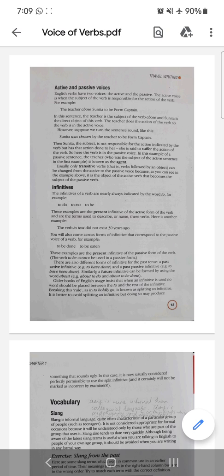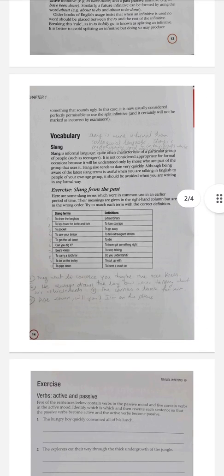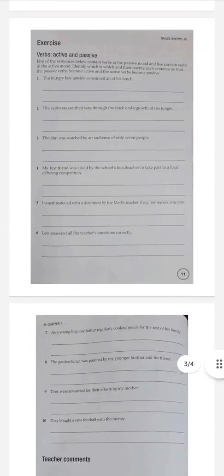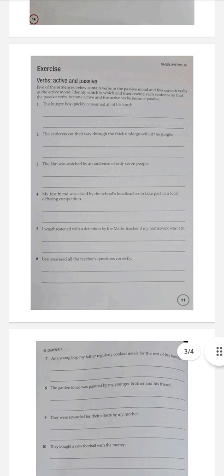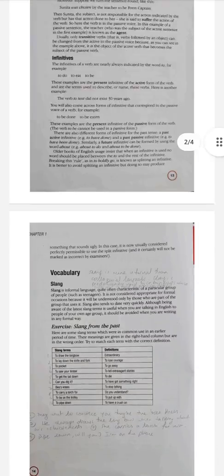Okay, so today's going to be grammar from the literacy book. The first two pages, pages 13 and 14, are from your student book, and the exercise, pages 11 and 12, are from your workbook. Okay, this is from your workbook.